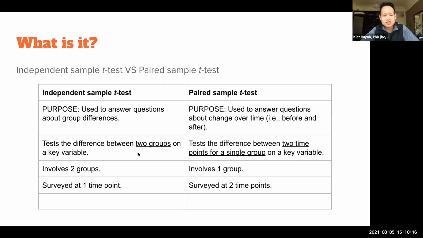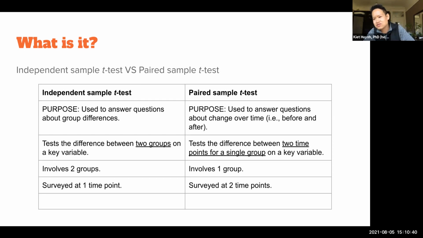Okay, so let's do some compare and contrast between the independent sample t-test and the paired sample t-test. The independent sample t-test, what we learned last week, is on the left side of this table, whereas the paired sample t-test is on the right side. So you see here on the first row, the purpose of the independent sample t-test is to answer questions about group differences.